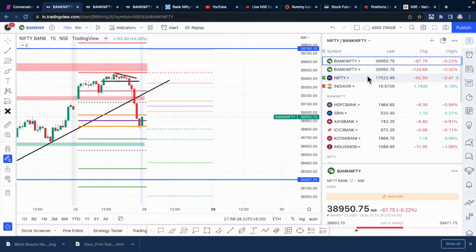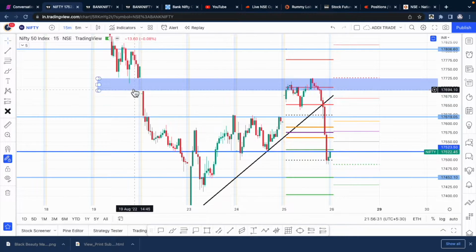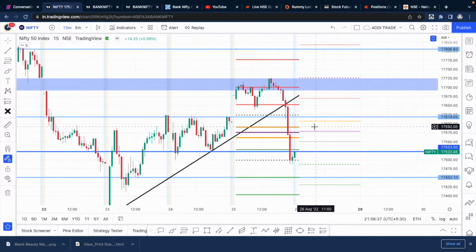And this is pretty much what happened even in Nifty. Nifty had a better fall actually. See, Nifty perfectly went and filled this gap. I had drawn this gap yesterday. When this gap came, I had this in my chart.